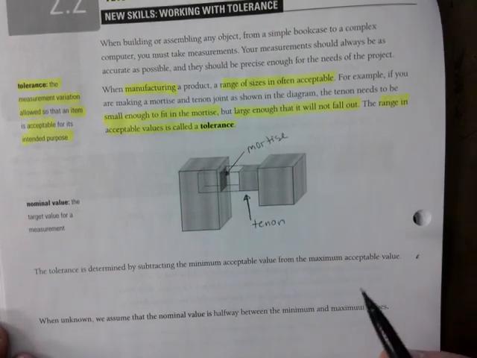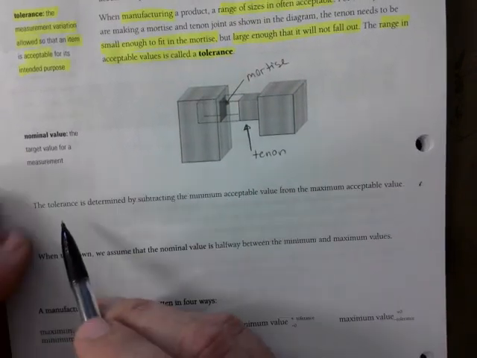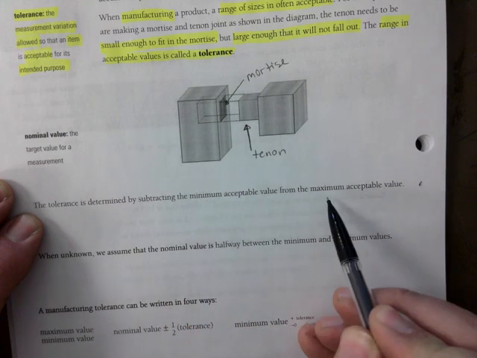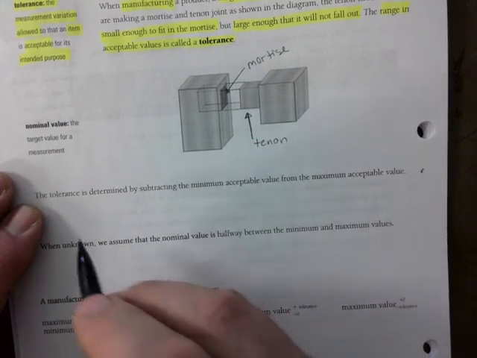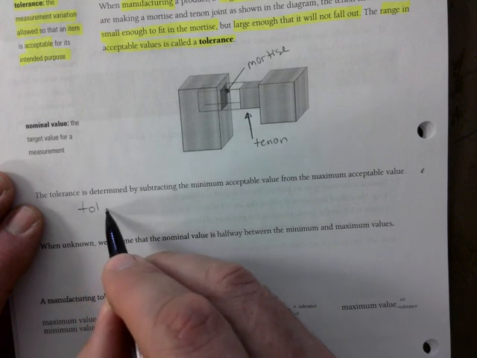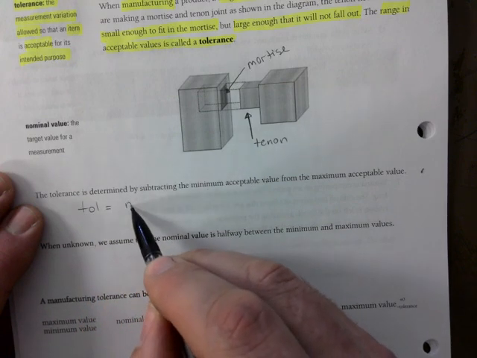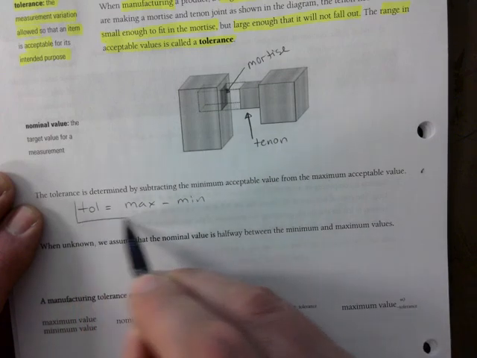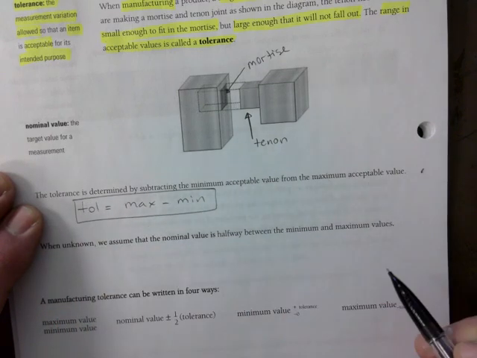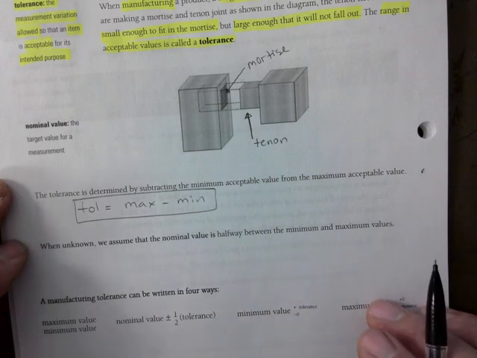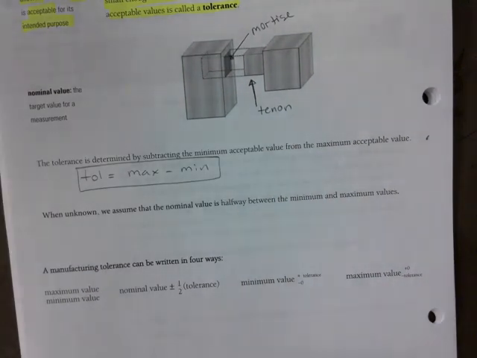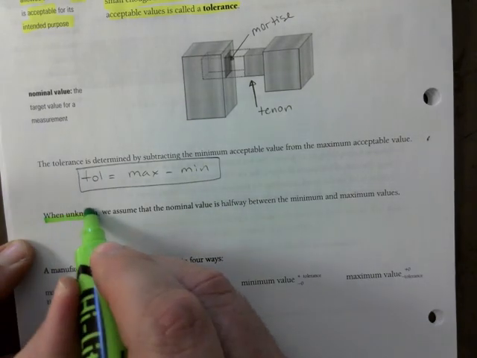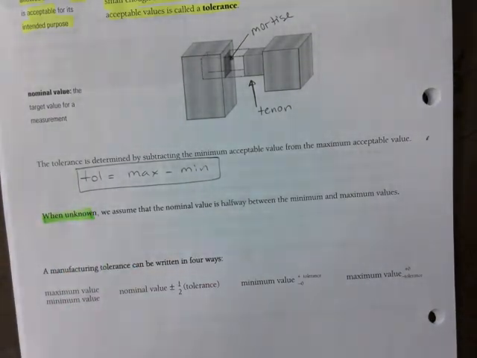That's what that is. So write this down. The tolerance is determined by subtracting the minimum acceptable from the maximum acceptable value. So write this down: tolerance is maximum minus the minimum. When known, when unknown, right? That's very important there.